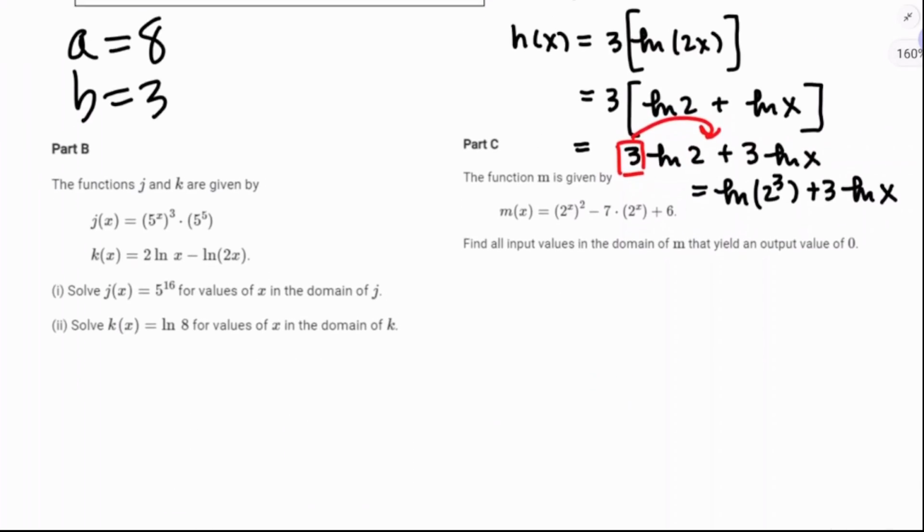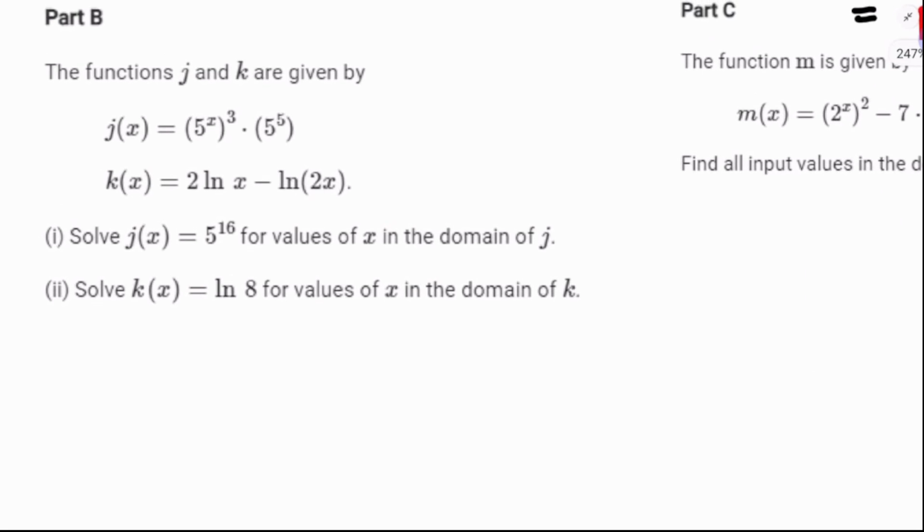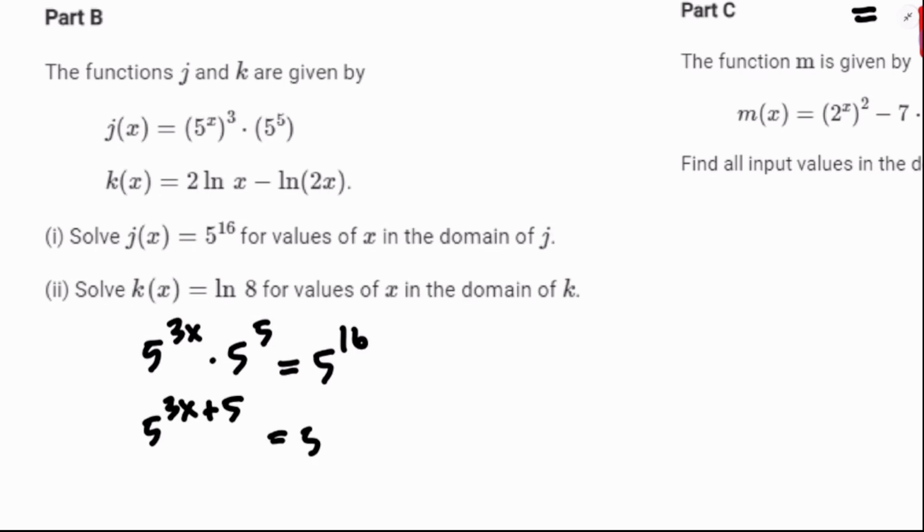All right, part B. Functions j and k are given by j of x equals this and k of x equals that. Solve j of x equals 5 to the 16, gladly. 5 to the x to the 3, I'm going to multiply those exponents right now, times 5 to the 5 is equal to 5 to the 16. I'm going to add my exponents, because that's what we do when we multiply things with the same base and different exponents. 3x plus 5, that's 5 to the 16.